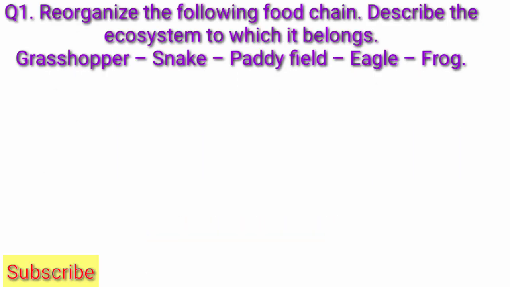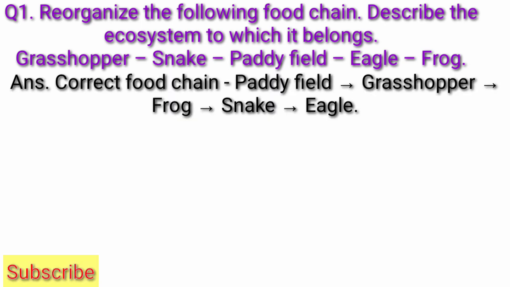So, Environmental Management Exercise Question 1. Recognize the following food chain. Describe the ecosystem to which it belongs. Grasshopper, snake, paddy field, eagle, frog. Answer. Correct food chain: paddy field, grasshopper, frog, snake, eagle.